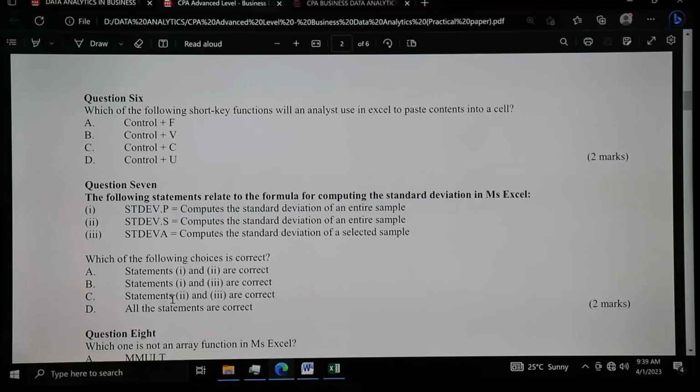So meaning the statements 2 and 3 are correct choices.